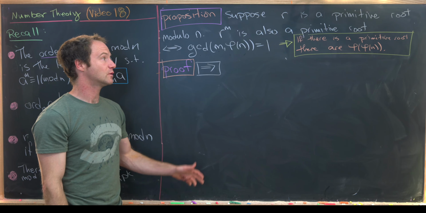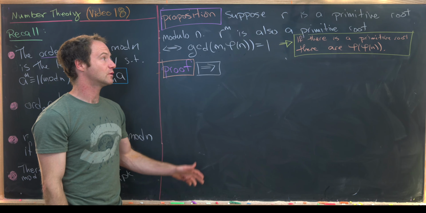but we'll just use this inequality here. But let's notice that since d is bigger than 1, this is strictly less than phi of n. So we have the order of r to the m is strictly less than phi of n. So that tells us that r to the m is not a primitive root. And that finishes the proof of this forward direction.